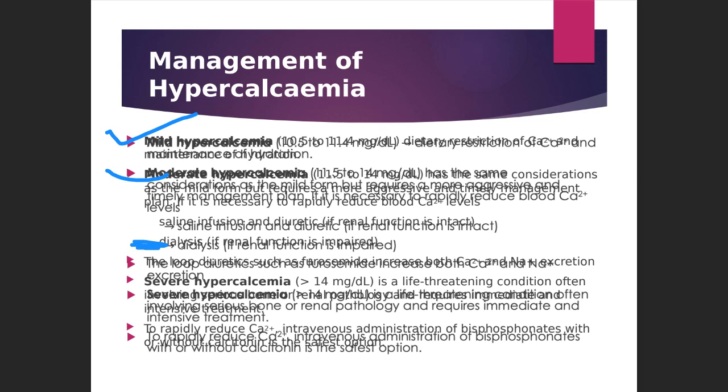And for the rapid reduction of calcium, intravenous administration is used. How can we reduce the calcium level in the body? By intravenous administration of bisphosphonate drugs. The bisphosphonate will be given IV to overcome this calcium, with or without calcitonin, which is the safest option.